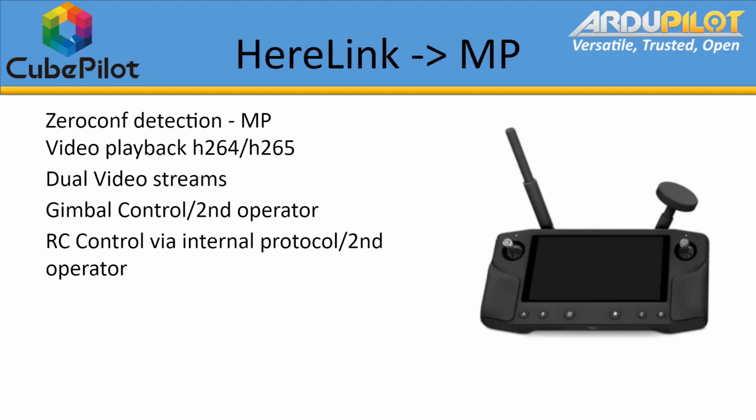So as of new versions of HereLink, it will be broadcasting a ZeroConf showing where the MAVLink endpoint is on the network, and Mission Planner can detect this and automatically connect to the HereLink on your Wi-Fi network. So if your HereLink was connected to a vehicle, you could connect Mission Planner on, say, a laptop to the HereLink, and then have the ability to dual control the vehicle through the HereLink. So where this comes in is support for video playback.